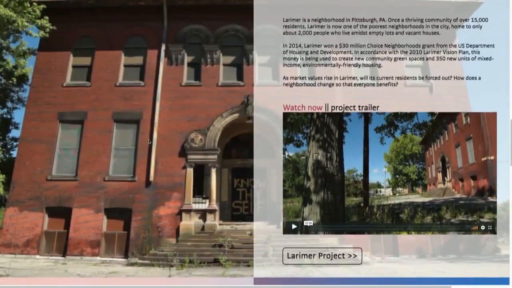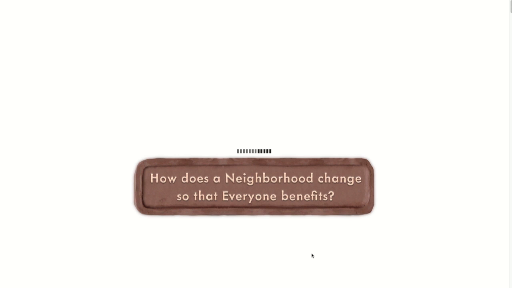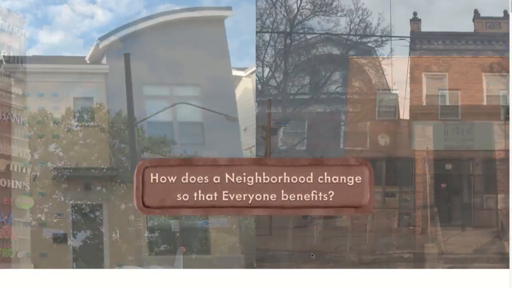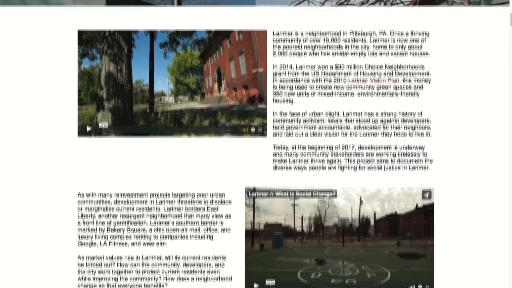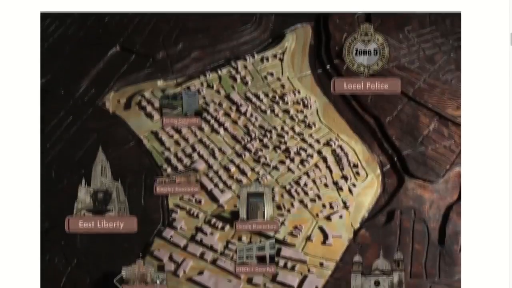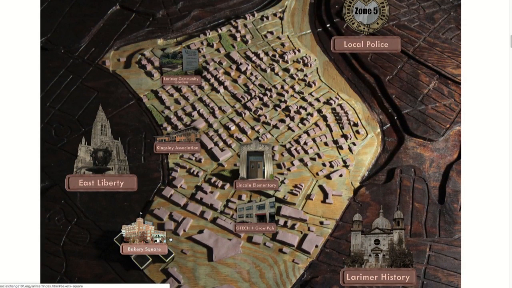Let me go to the Larimer project and show you what that looks like. Both of these projects, the Larimer project and Mapping Gandhi, are using maps to help people conceive of how social change is happening, not necessarily as a success story. In fact, both efforts are critical in some ways, trying to show some of the problems and the difficulties involved. So we start with this question: how does a neighborhood change so that everyone benefits? If you scroll down, you get text, you get some introductory videos, and then you get the map, which is sort of the backbone of the project.